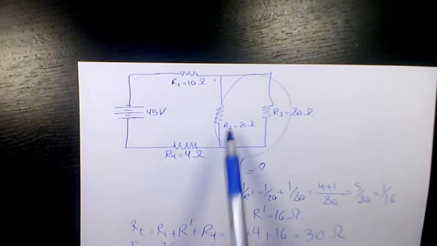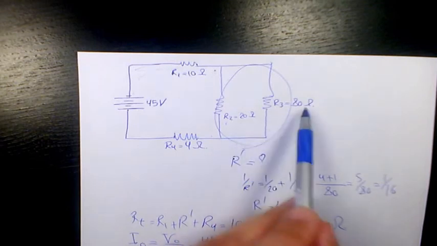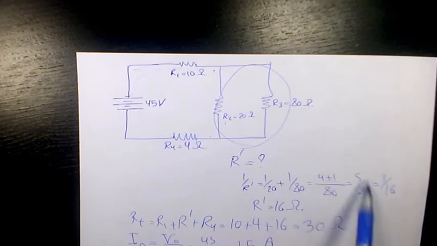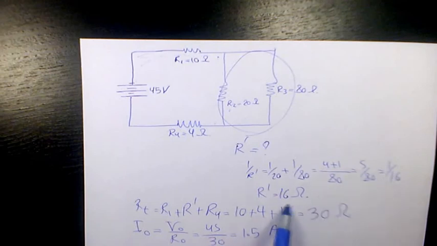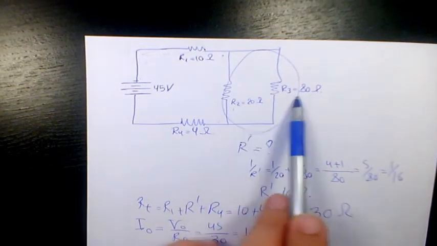Since they are in parallel, we're going to have 1 over R prime equals 1 over 20 plus 1 over 80. When you add them, you have a common denominator. 4 plus 1 is going to be 5 over 80. And when you flip it, it's going to be 16 over 1 or 16 ohm. So that's going to be the equivalence of these two resistances.